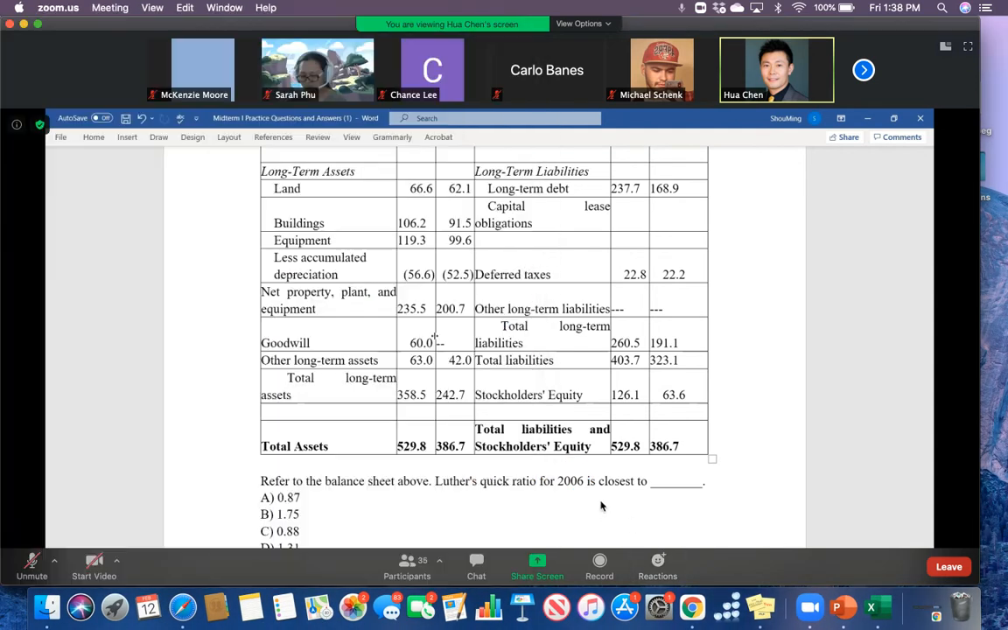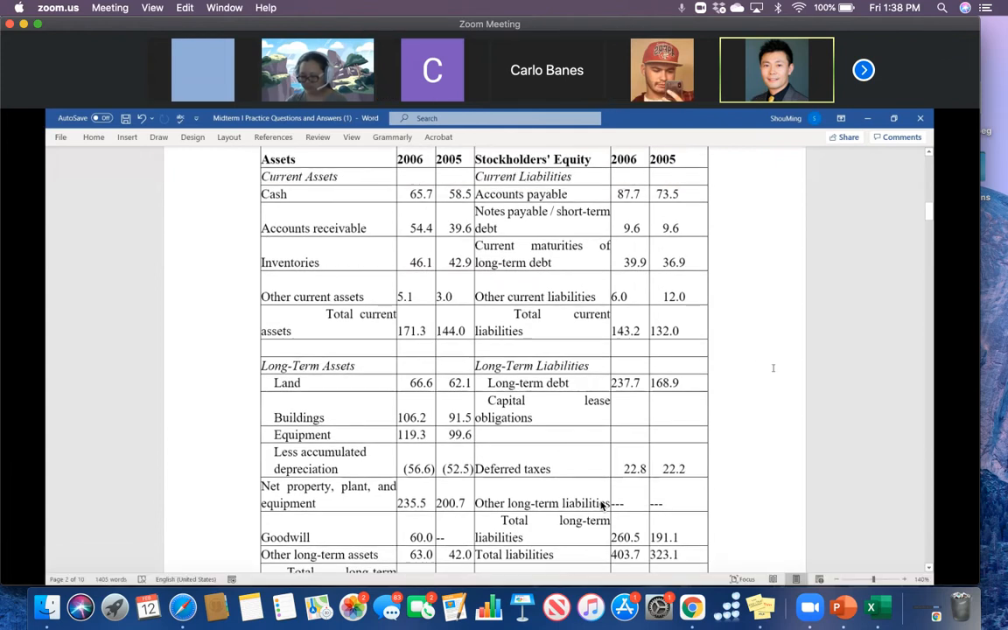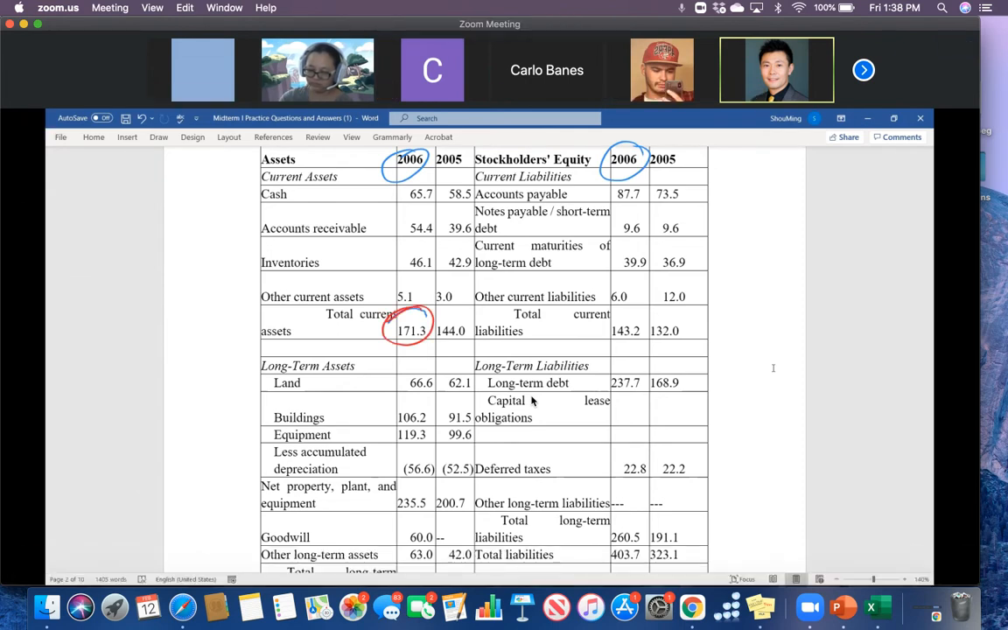So let's go back to our balance sheet. Divided by? And find out the useful information. So in year 2006, right? First, we need to find out what is the total current asset. In this case, it should be this one. This is the total current asset.